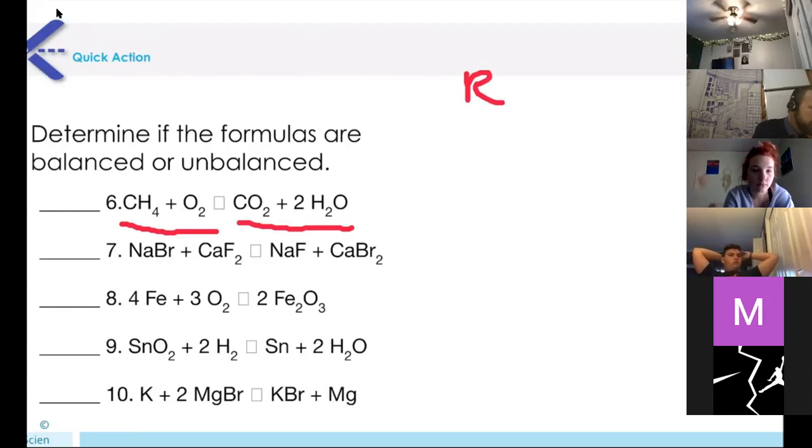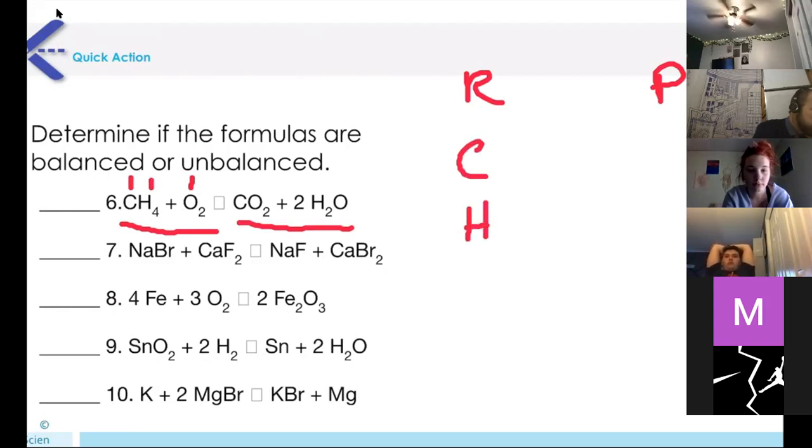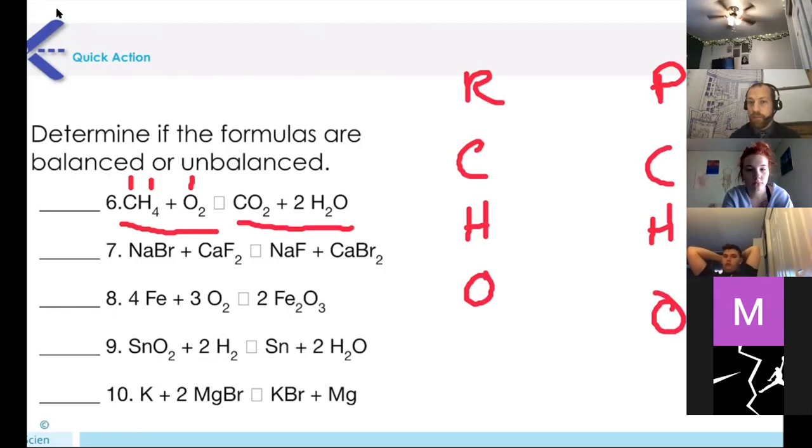Here we have our product side. In our reactants, we have a carbon, a hydrogen, and an oxygen. I don't even have to look at my product side. I know immediately, because of the law of conservation of matter, that those two things must be the same, right?